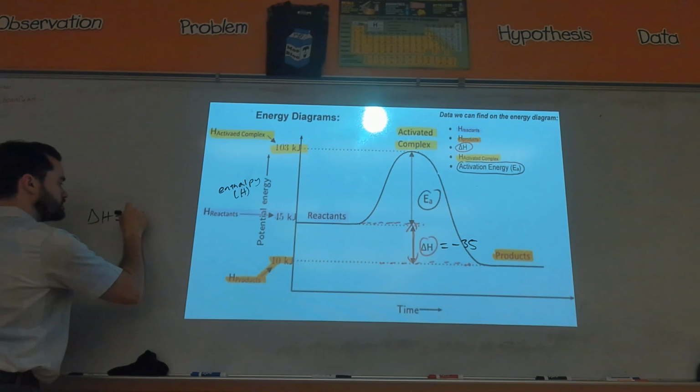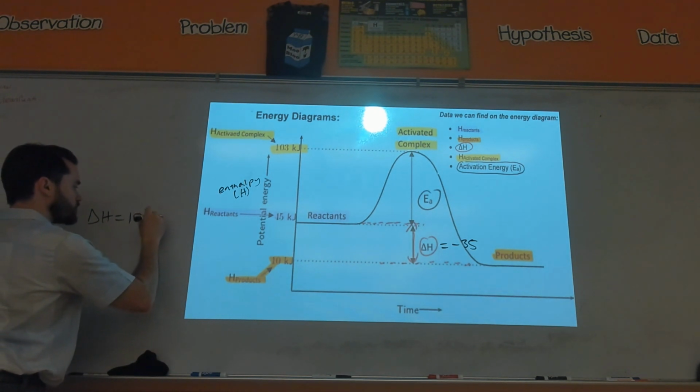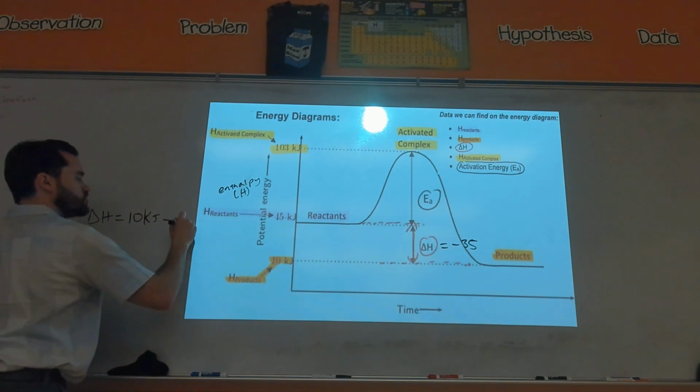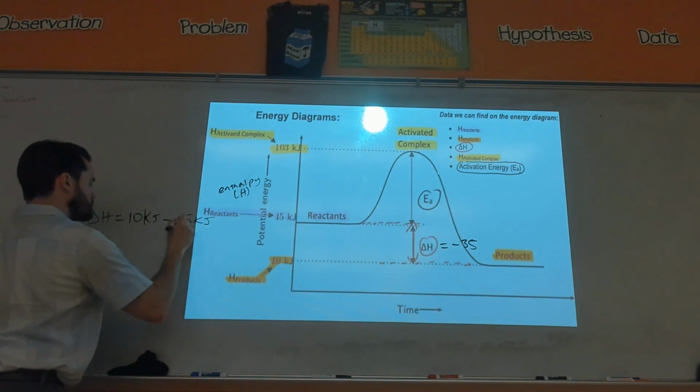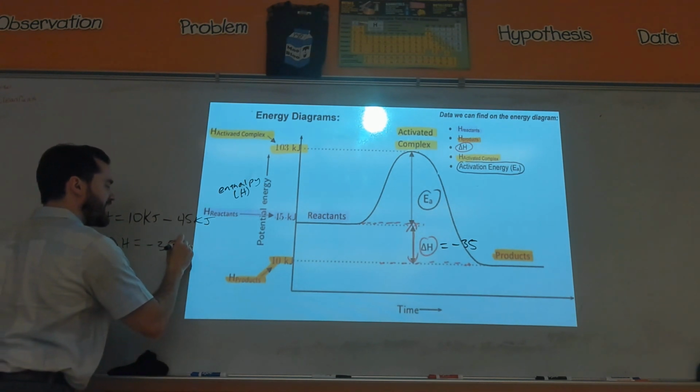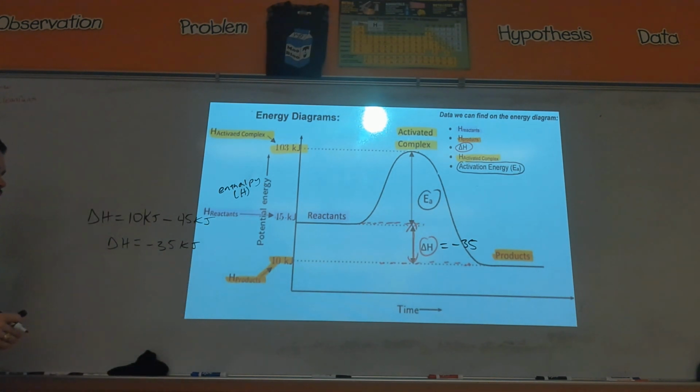So the final, your products, were 10 kilojoules. Your reactants, your initial, was 45 kilojoules. So 10 minus 45 is negative 35 kilojoules. I imagine for most of you, you could probably do that in your head at this point in your science career. Now then, other things to note on this graph.